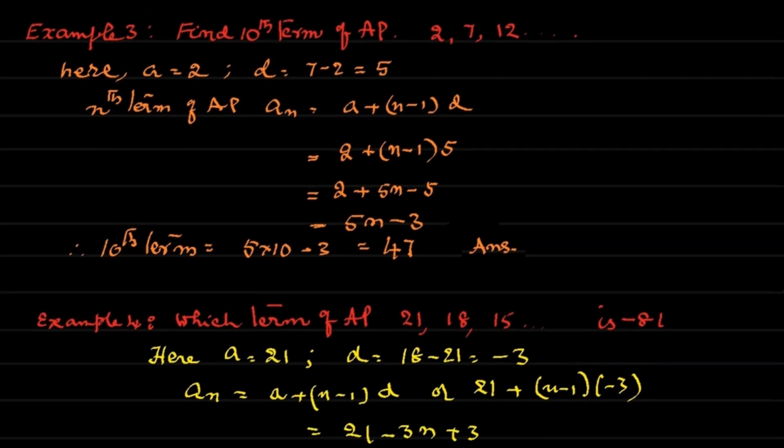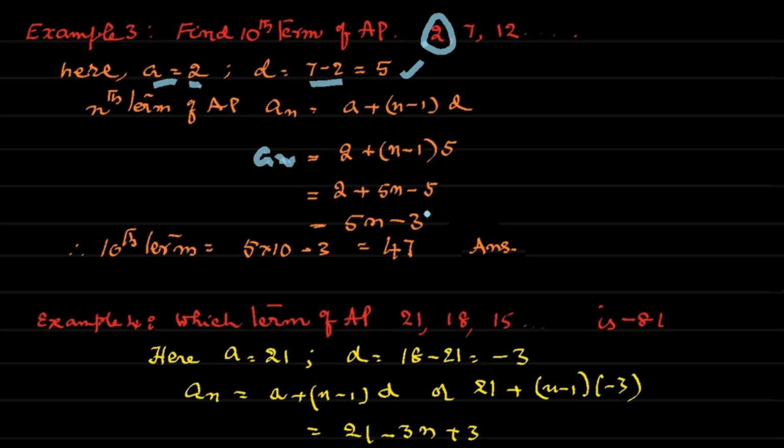So here 2 is the a, the first term. A is the first term, 2. D is the difference between two consecutive terms, 12 minus 7 or 7 minus 2. I have taken 7 minus 2. That is 5. So use the formula: a_n is 2 plus (n minus 1) times 5. That is 5n minus 3 after simplification.